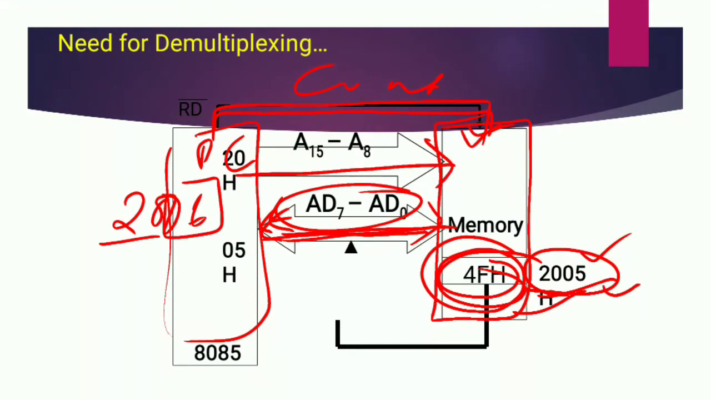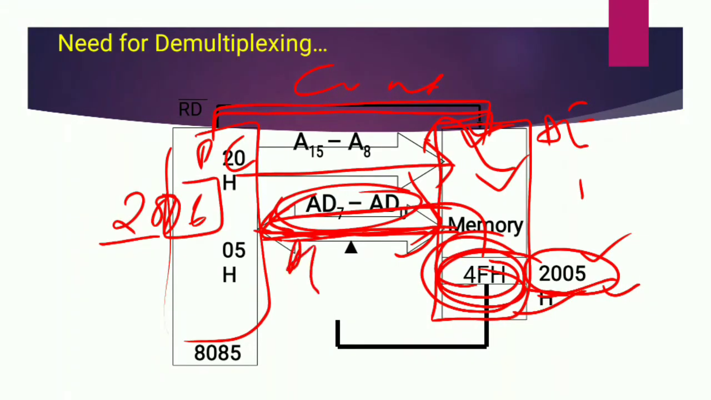This is the need for demultiplexing, and it is separated by the ALE pin. When ALE is set to 1, the lower order address is being carried. When data is coming through the data lines, ALE is low, that is set to 0.